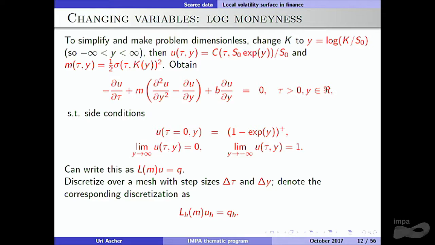And so we can write it as L of m applied to u equals q, just like the other ones. And we discretize it with a constant step size in tau and another one in y. And this little h here denotes that we've discretized the PDE.